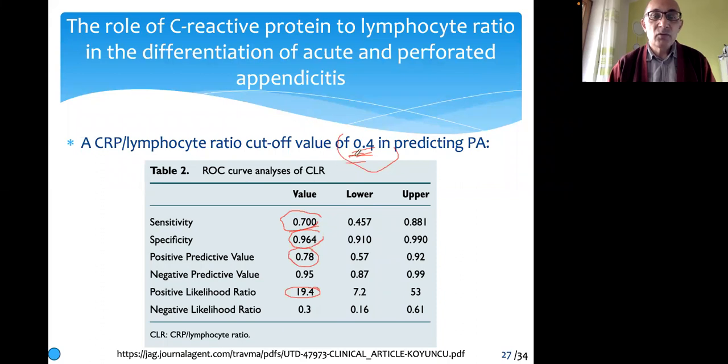What would happen if you increase your threshold? You should be able to answer this question actually. What would happen if you increase your threshold? The sensitivity would be lower, of course, because with the higher threshold, you will miss some of the diseased people, but the specificity would get higher.